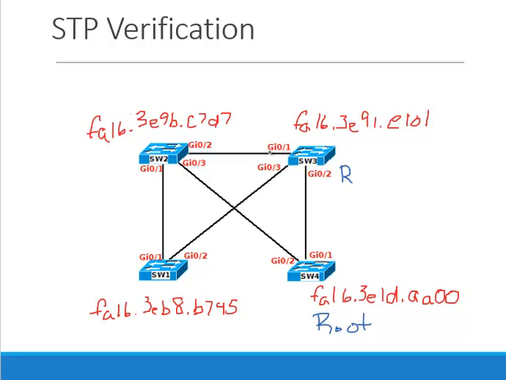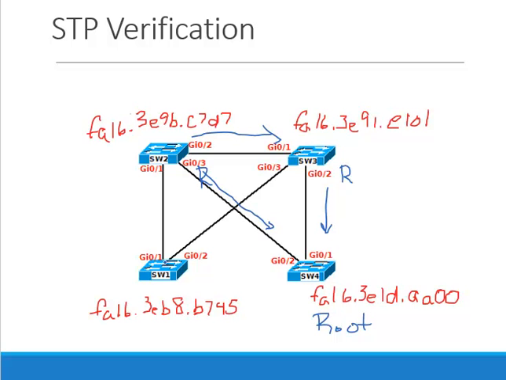Now, there's only one root port on the switch, so we go to the next switch. We find the interface with the lowest path cost to the root bridge. Again, we go through here, and then here, the path cost is going to be greater than if we go this way. So this one becomes the root port on this switch.